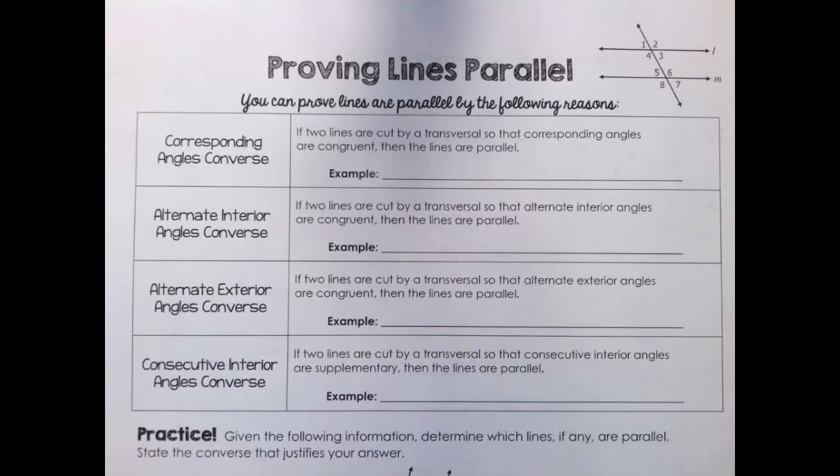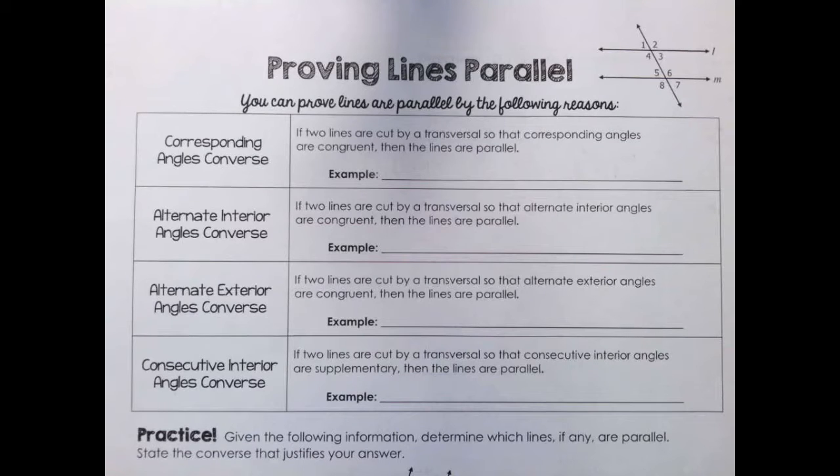So corresponding angles, just a reminder, are going to be when we have a transversal going through 2 lines. It's going to be same position. So angles 2 and 6 are going to be corresponding. 3 and 7 are going to be corresponding. 1 and 5 are corresponding, and then 4 and 8 are corresponding.